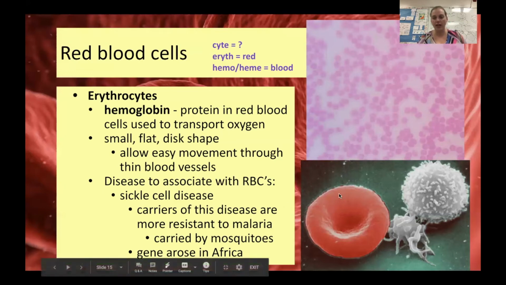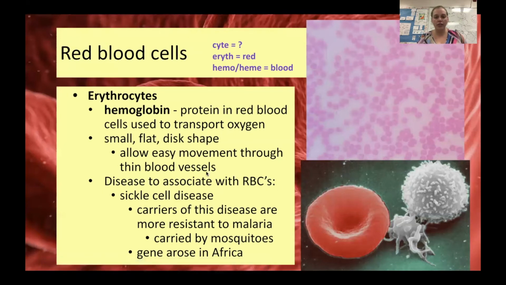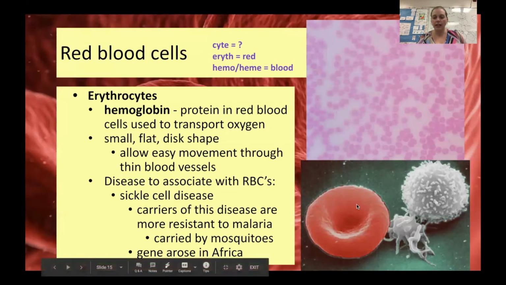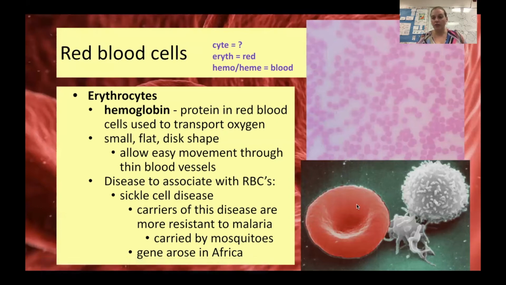They're small, they're flat, they're disc-shaped, they're kind of squishy, so they can squeeze through these capillaries, these tiny little tubes, and go to individual tissues where they can take oxygen to those tissues. Diseases associated with red blood cells, there is one I want you to know, and that is sickle cell disease. Instead of looking like a little disc, red blood cells from a patient with sickle cell disease look kind of like a crescent moon because they have a different protein shape to their hemoglobin.